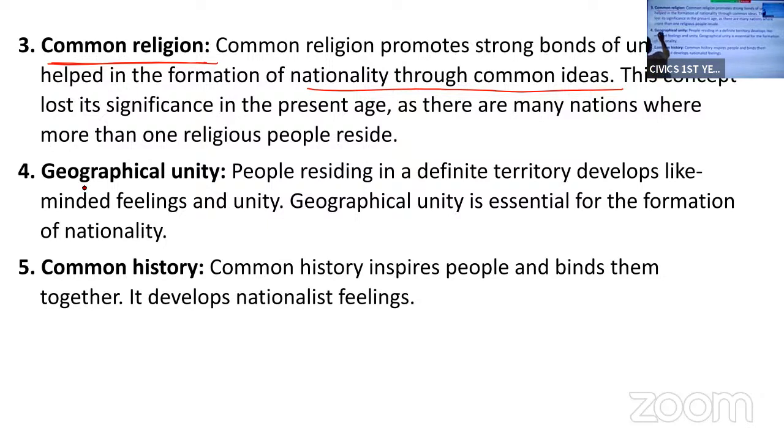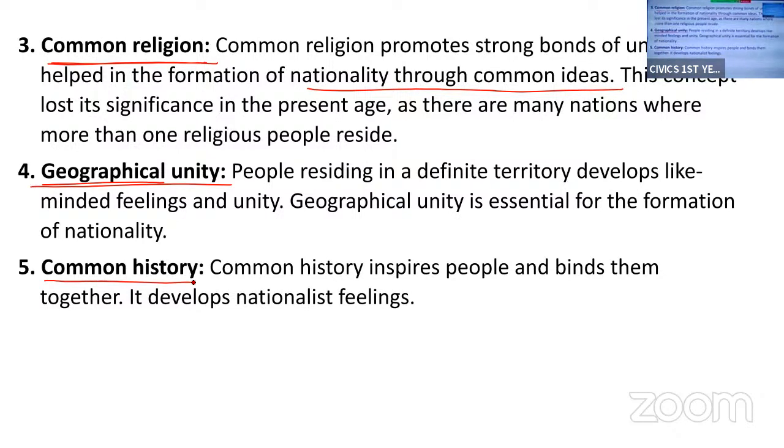The next is geographical unity. People residing in a definite territory develop a feeling of oneness among themselves. They develop a feeling of oneness and unity among themselves. So this is another element for nationality. They become like-minded. Their habits are the same. The next is common history.